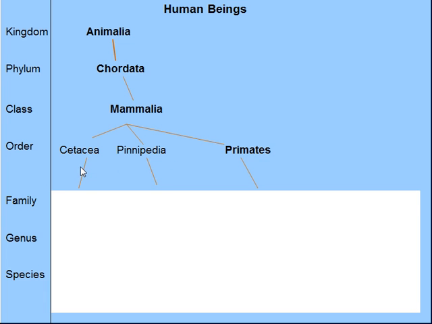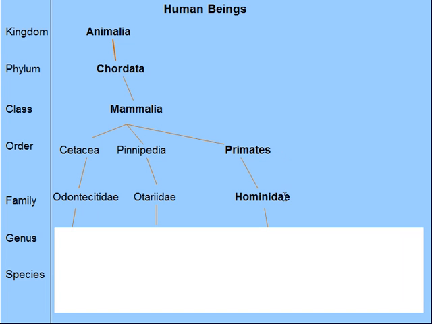So we're primates, for our order. Our family, Hominidae. That's right, Hominidae. We're often referred to as hominids, things that are like great apes. Baboons are not hominids, but they are primates. Okay, so there we go.